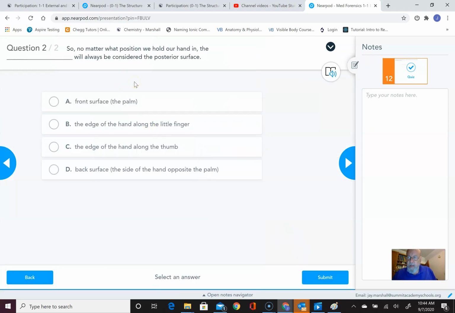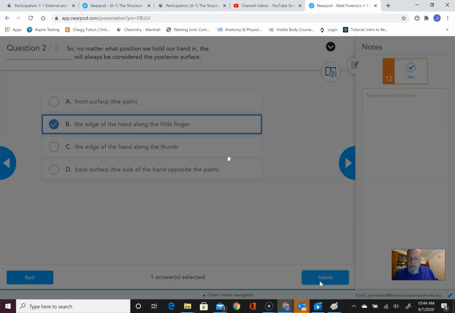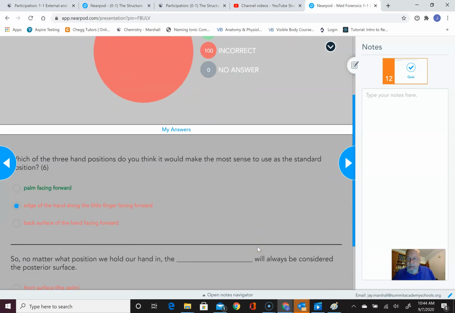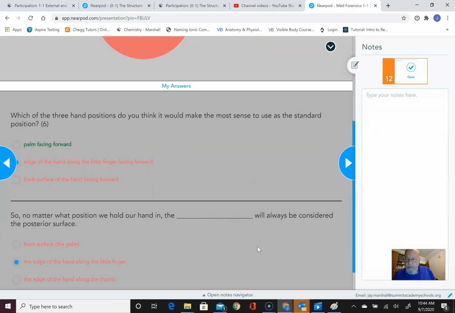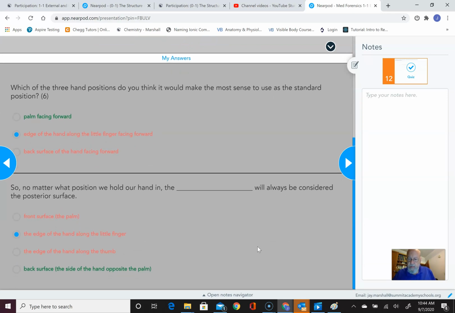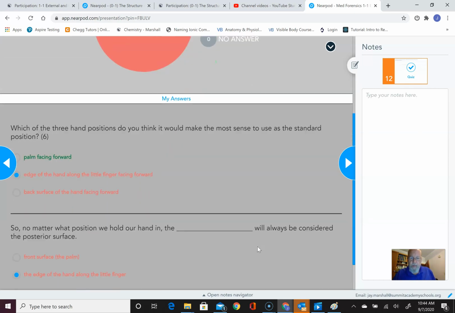And then the next question is, no matter what position we hold, the blank surface will always be considered the posterior surface. So if I'm consistent, I'm going to say the edge of the hand along the little finger, and both of these answers should be wrong. Okay, so I got 0 out of the correct answers. And so the edge, palm facing forward, is the correct position, and the back surface of the hand, the side opposite the palm, will be the one that's always going to be considered posterior.